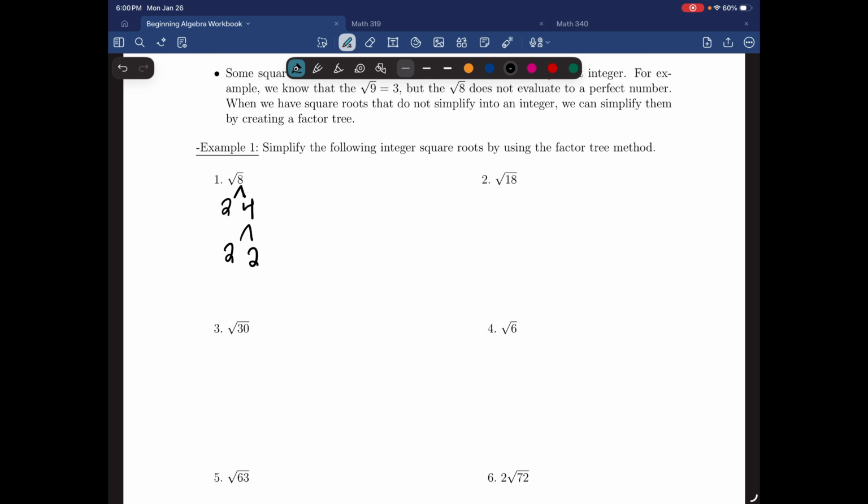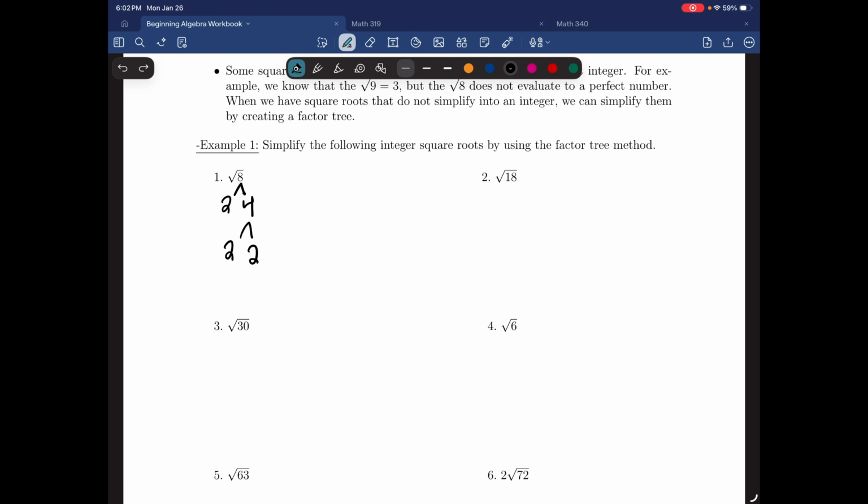So 2 is a prime number as well because you can only divide 2 by itself and 1. So now that we know that 2 is a prime number here, and that once we get a prime number in our factor tree, we are done making our factor tree, we're going to look for groups of 2, or any numbers that have 2 of them. So here, for example, we have a group of 2's.